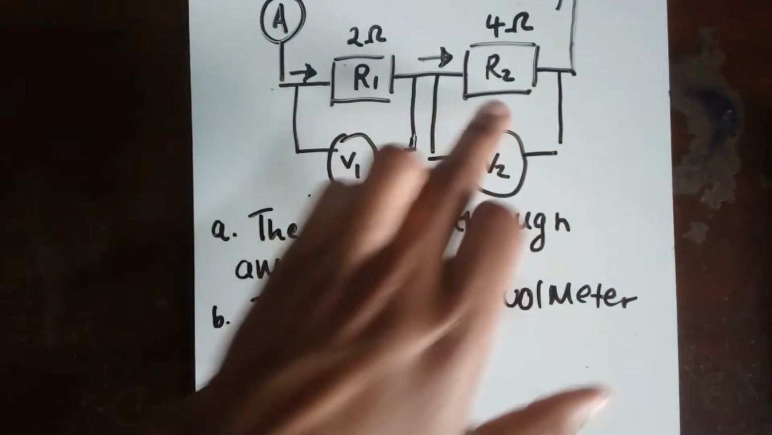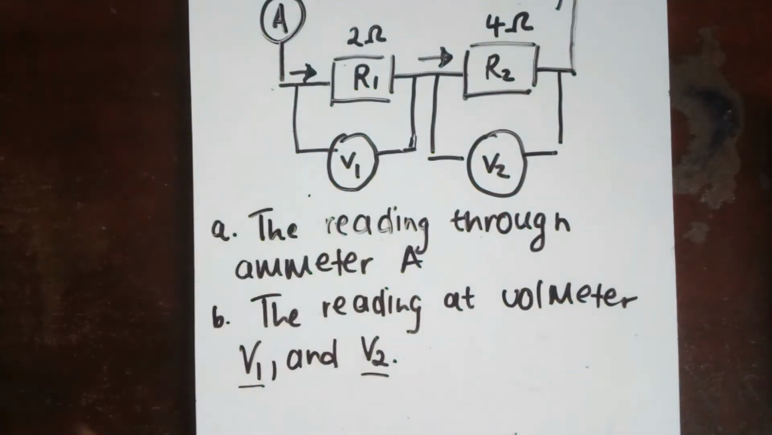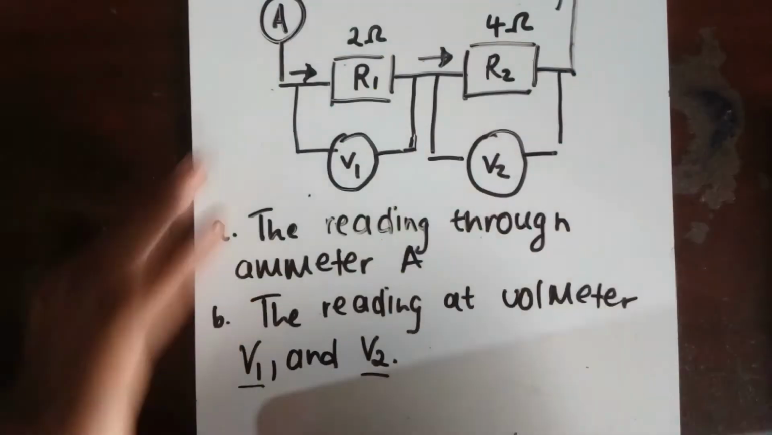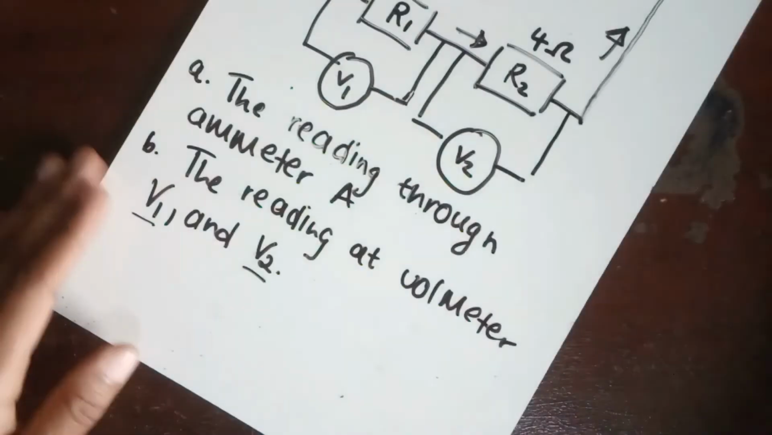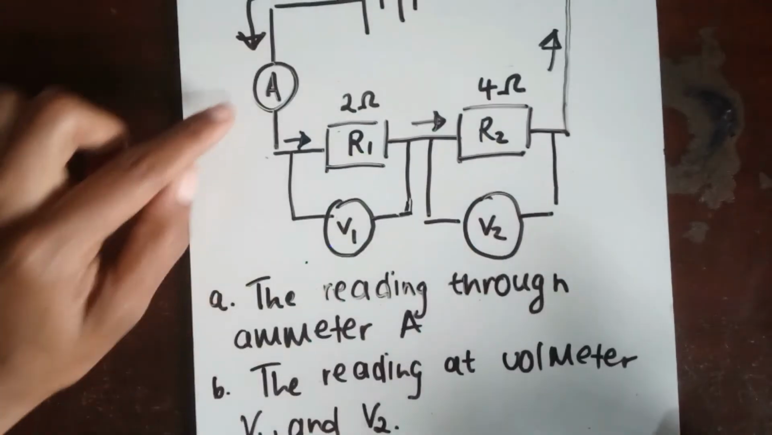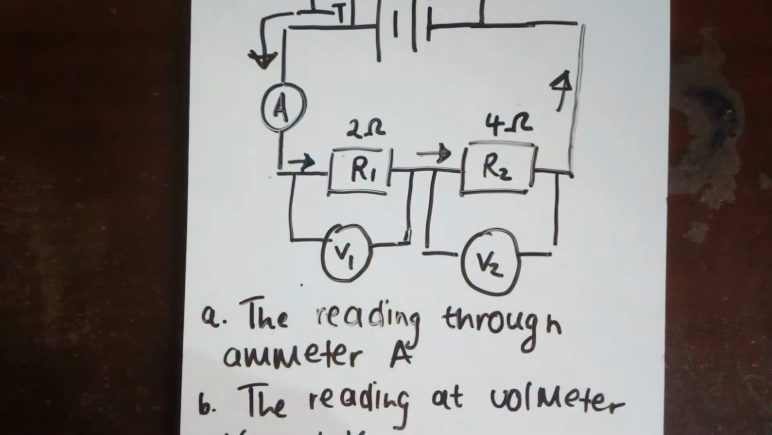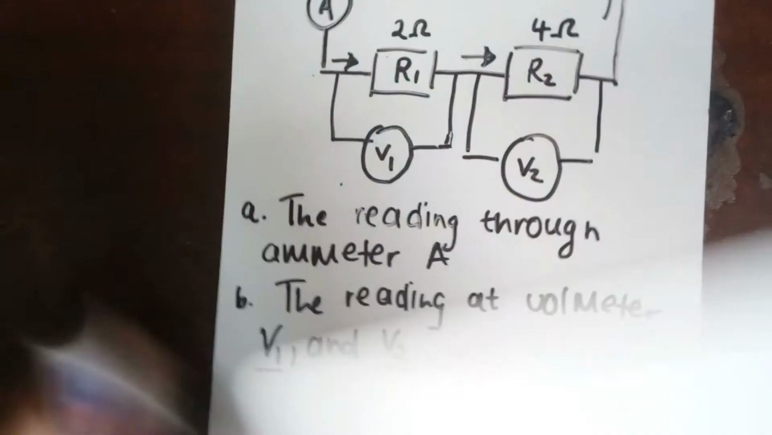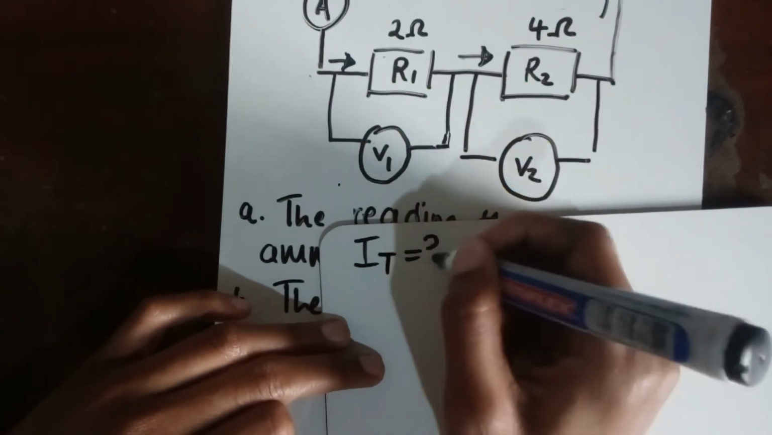Remember, our resistors are actually in series. So let's start with my other board. I don't want to wipe that. So let us start here. The current that will flow through this ammeter is the total current, right? So we can call that IT. So IT, that is what we're looking for.